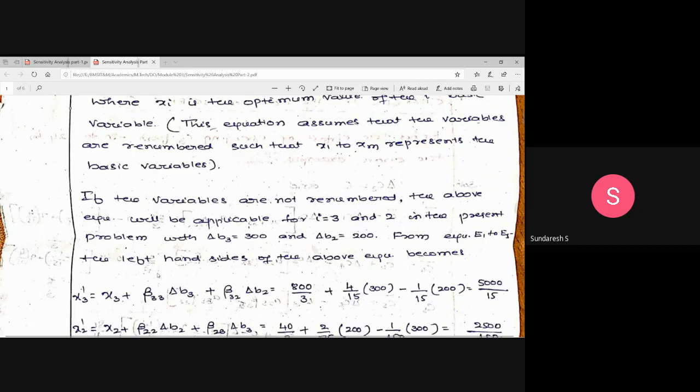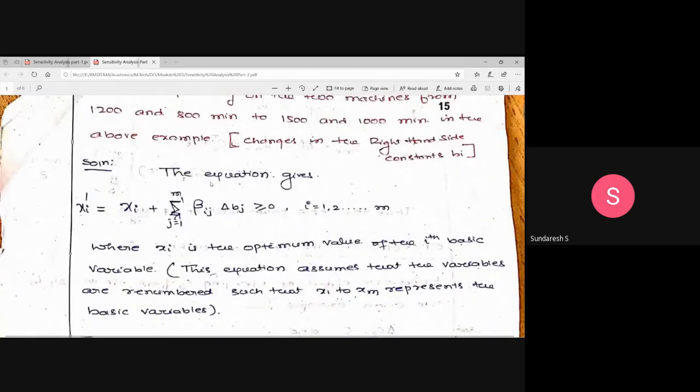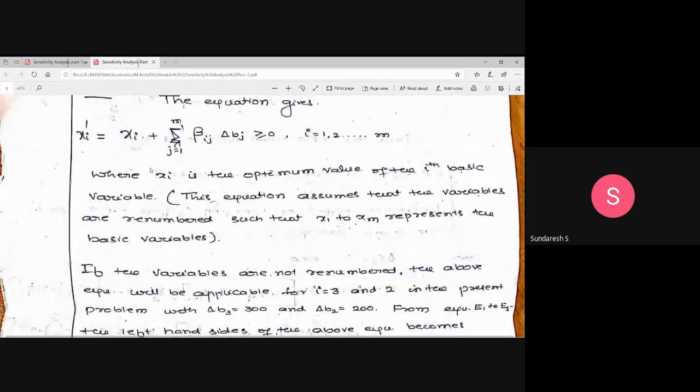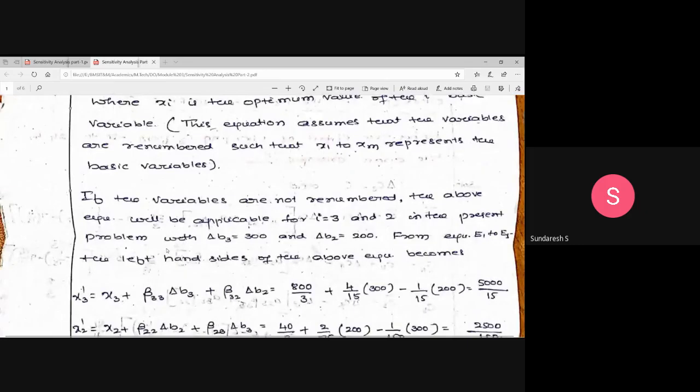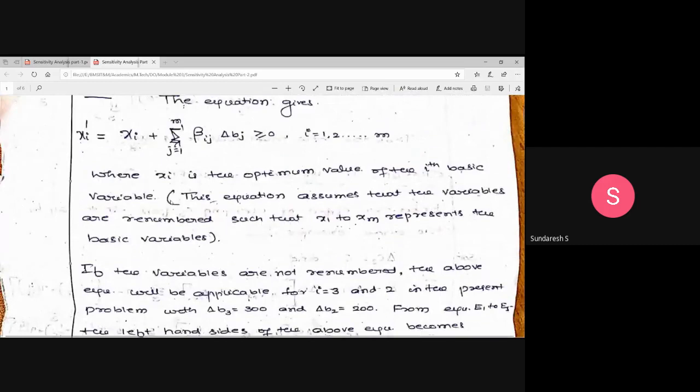From the equations E1 to E5 that we used in the last class, the left hand sides of the above equation become as follows. I listed out all those things. Now we will use this and write down that expression here. The same expression has been expanded. Here I have started from i equal to 3, so xi is x3 plus beta 33.